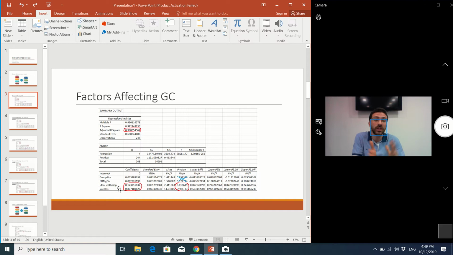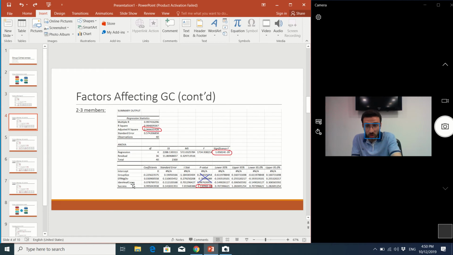So we can say that as long as we have good success, good identity and healthy competition, we do not care about the group size nor about how well we are managing the diversity. Now, looking at the coefficients, we see that the success coefficient is higher than the identity coefficient, which means that this factor is stronger than the identity factor. As a way to maybe improve the group cohesiveness, we can focus more on the identity factor, because we can improve it to be not as strong as success, but maybe stronger than it is now.